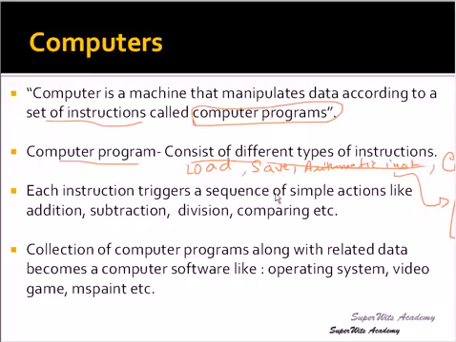Now each instruction triggers a sequence of simple actions such as addition, subtraction, division, comparison, etc. So as we already discussed, these are the arithmetic operations and these are the logical operations. Now the collection of computer programs, let's say 10 computer programs are there and we made a collection, and each of the programs is responsible for doing some job. Now when we combine them together, that becomes a computer software, right?